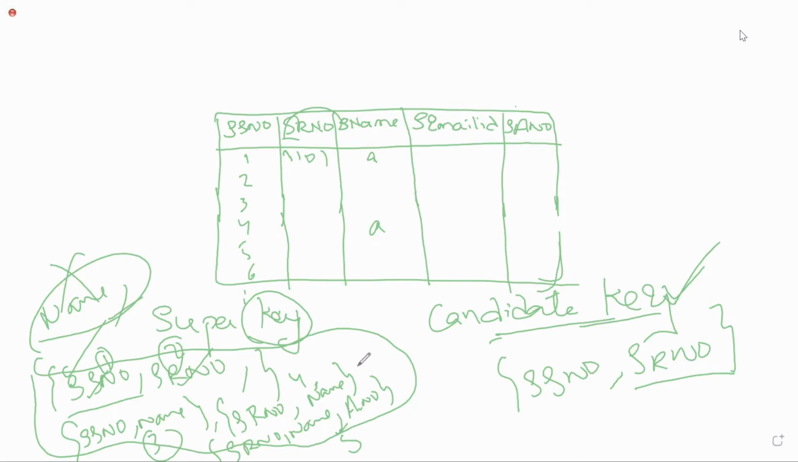In a super key also, it should identify the record uniquely. So among all those that you have defined here, which one is minimal, that can be called a candidate key. Just remember that one, candidate key.